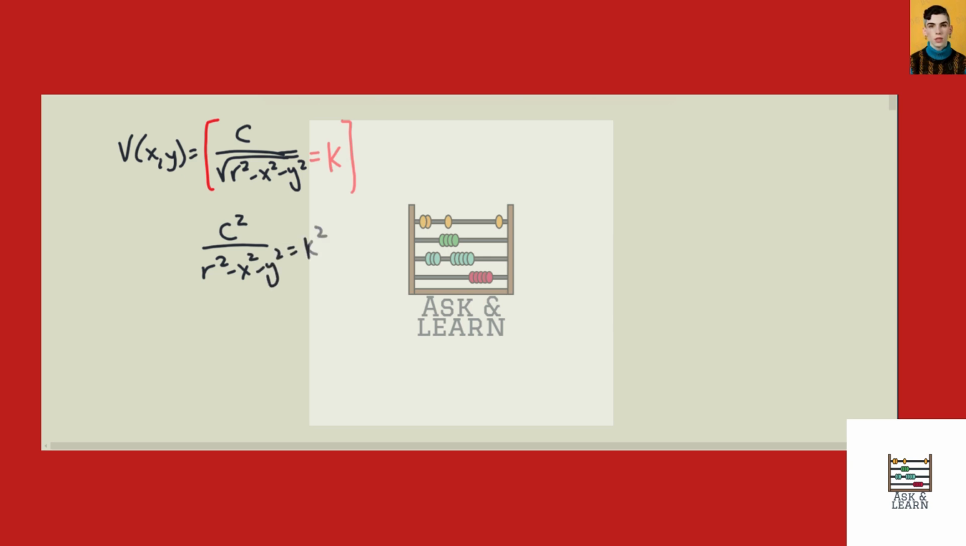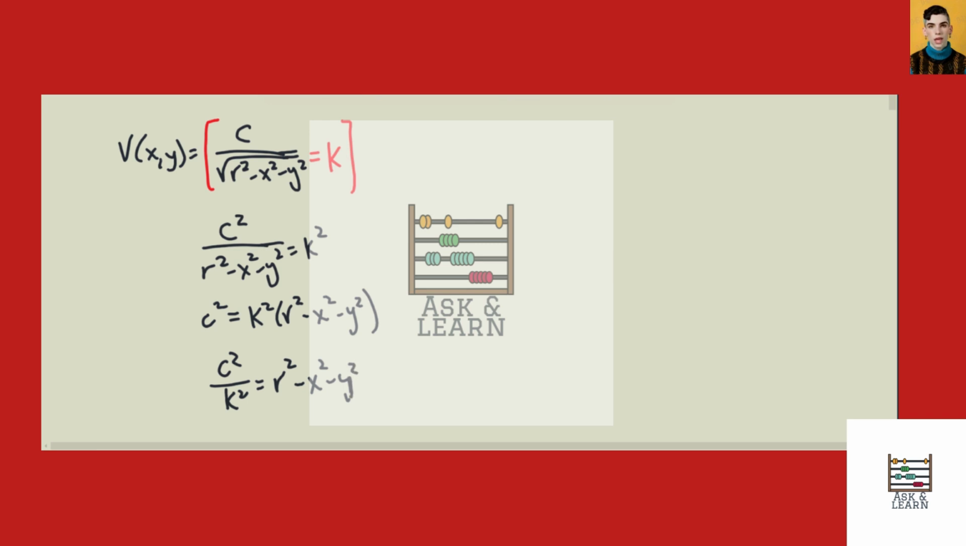That gives me c squared on top. My denominator is what's under the radical, equaling k squared. Okay. Now I'm going to cross multiply. Okay, and I think I want to put that x and y kind of by themselves. So I'm going to divide both sides by k squared. Minus x squared minus y squared.